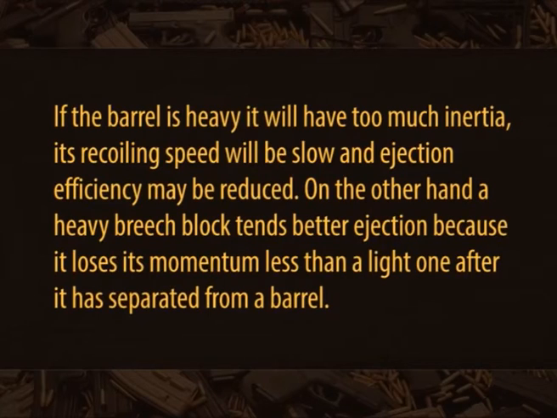The recoiling action is timed by regulating the weights of the barrel and breech block and by the strength of the springs. If the barrel is heavy, it will have too much inertia. Then its recoiling speed will be very slow and ejection efficiency may be reduced. On the other hand, a heavy breech block tends to give better ejection because it loses its momentum less than a light one after it has separated from the barrel.